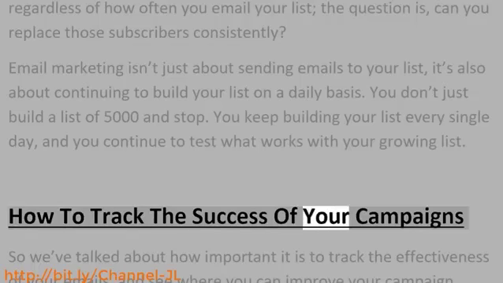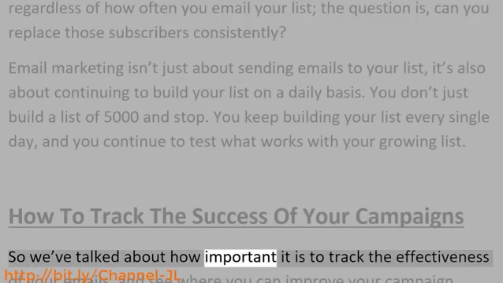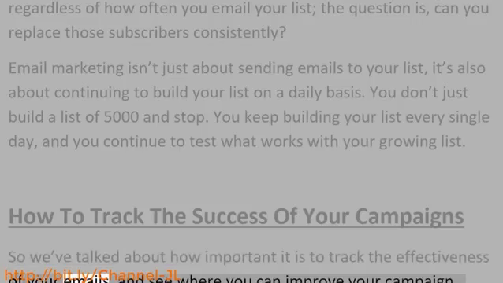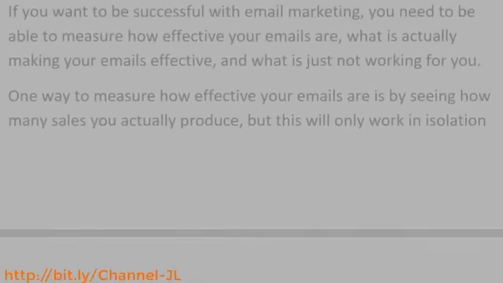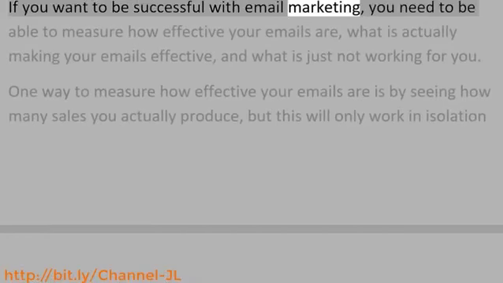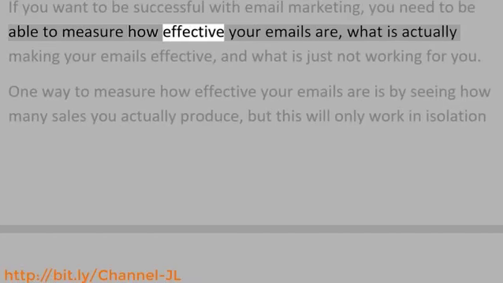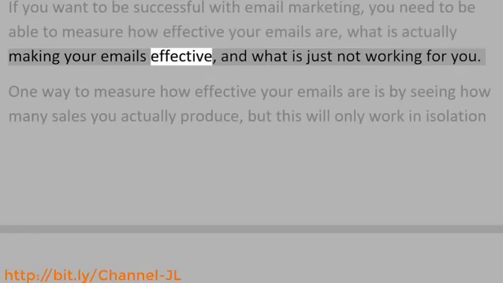How to track the success of your campaigns. So we've talked about how important it is to track the effectiveness of your emails, and see where you can improve your campaign. If you want to be successful with email marketing, you need to be able to measure how effective your emails are, what is actually making your emails effective, and what is just not working for you.